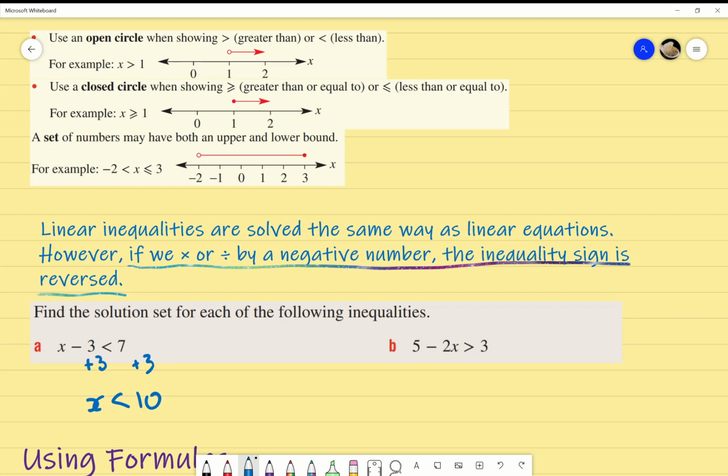For the next example, I'm going to go ahead and minus 5 on both sides because I have 5 minus 2x is greater than 3. So let's minus 5 on both sides and end up with negative 2x is greater than negative 2. Now, if this was a linear equation, what would you do to make x the subject? How would we make x by itself?